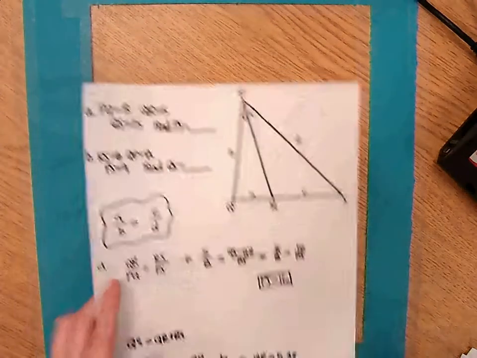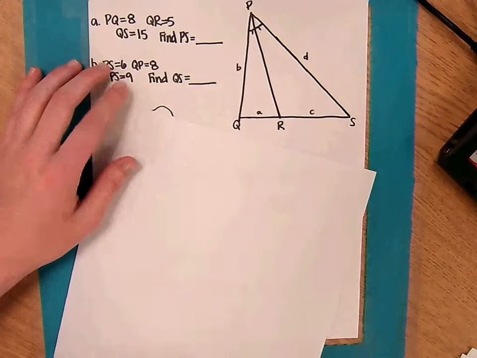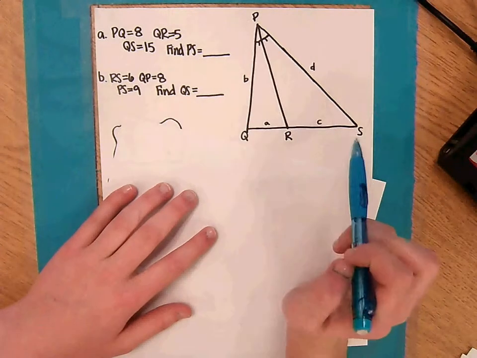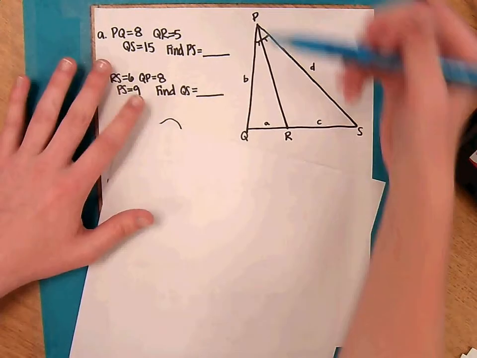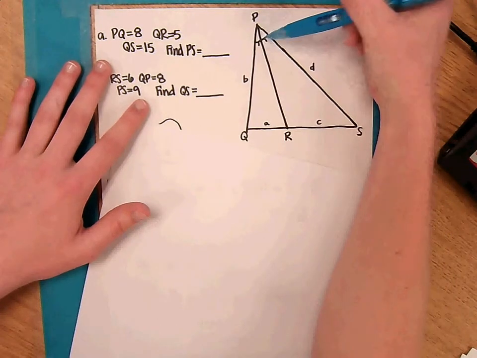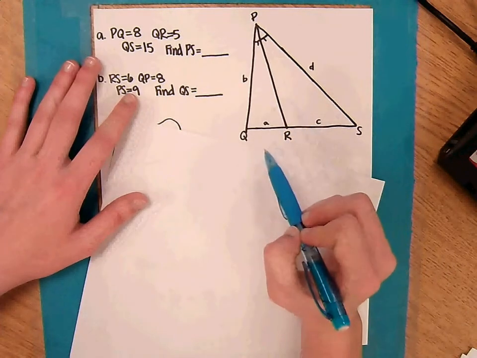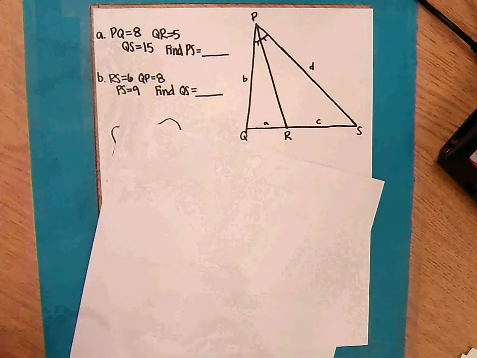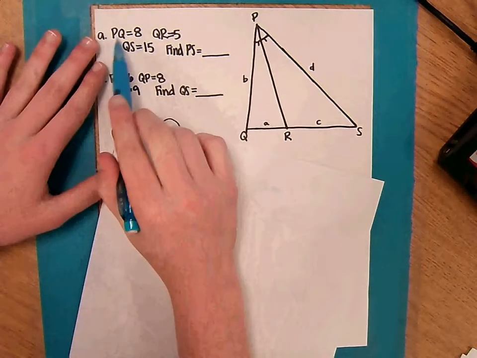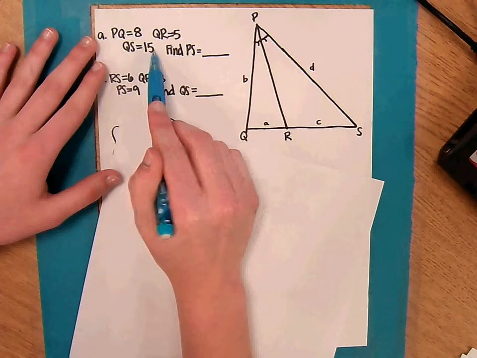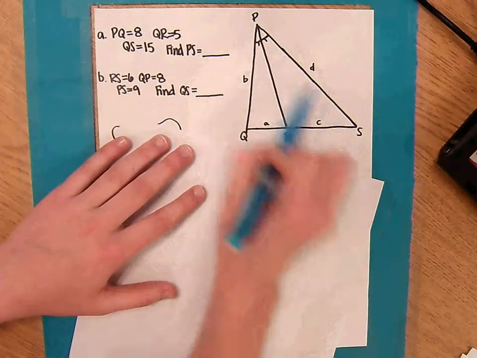This last problem that we're doing is another one of the proportions and similarity. There's two parts to this one. You have an A and a B. This was the picture that was given. You have triangle PQS and a line PR that bisects the angle P. So you end up with two triangles inside of PQS. For A, they give you that PQ equals 8, QR equals 5, and QS equals 15. And they want you to find PS, which is this right here.